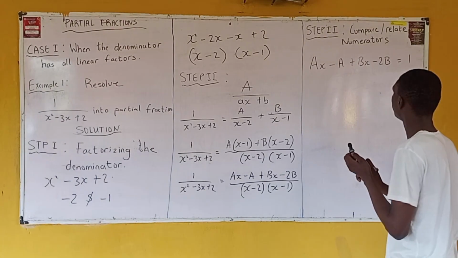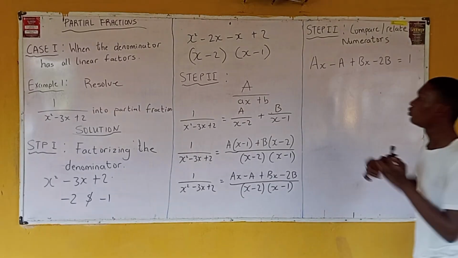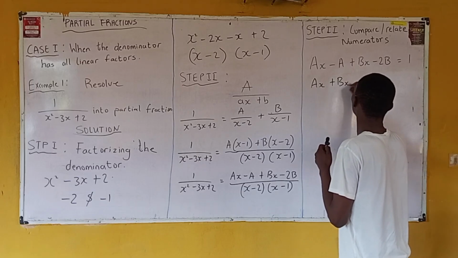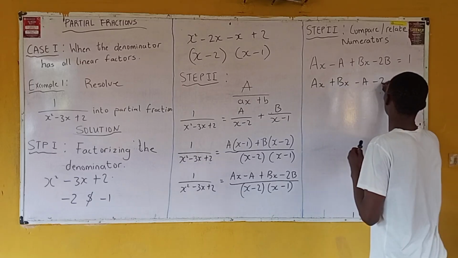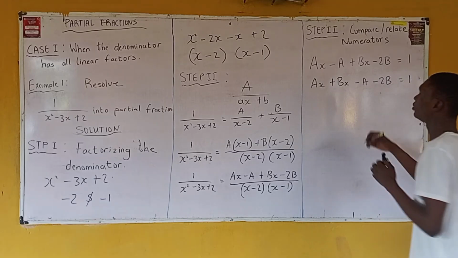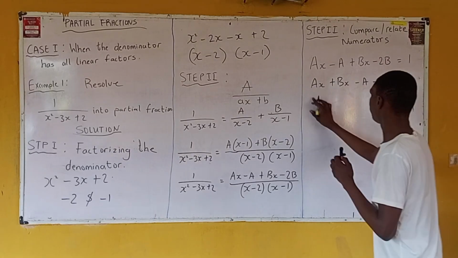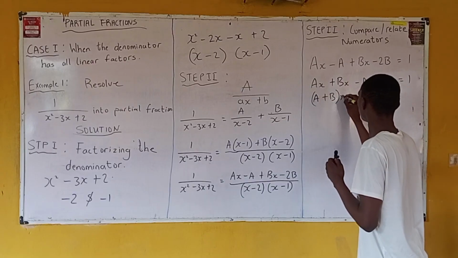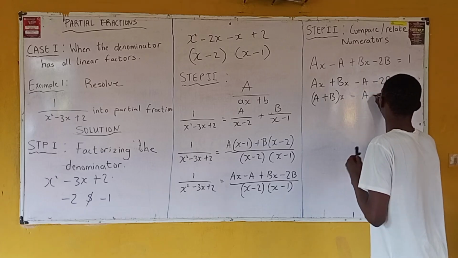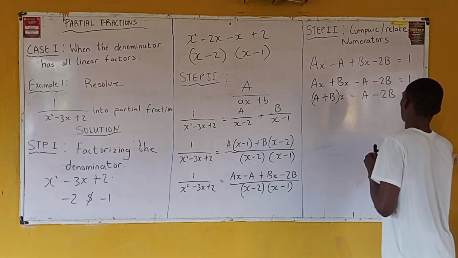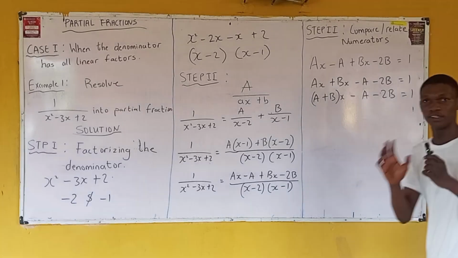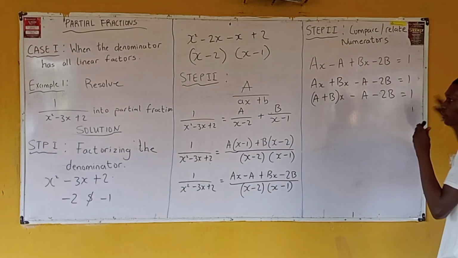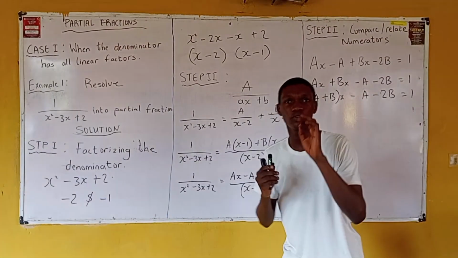So now, the next thing is that we can collect like terms here. We can collect like terms and say ax plus bx minus a minus 2b is equal to 1. So now we can simply say a plus b in bracket x minus a minus 2b should be equal to 1. Now look at this. We have this as our left hand side, then we have this as our right hand side.